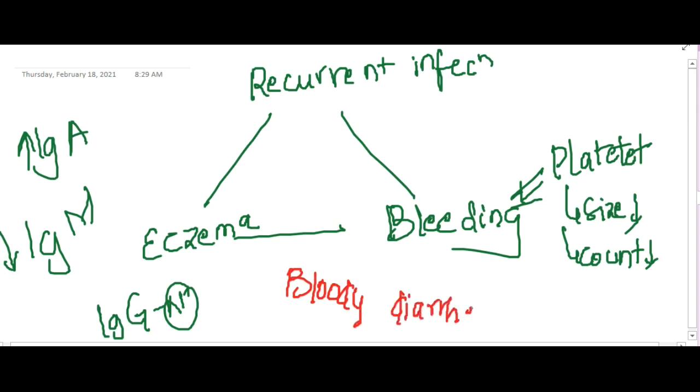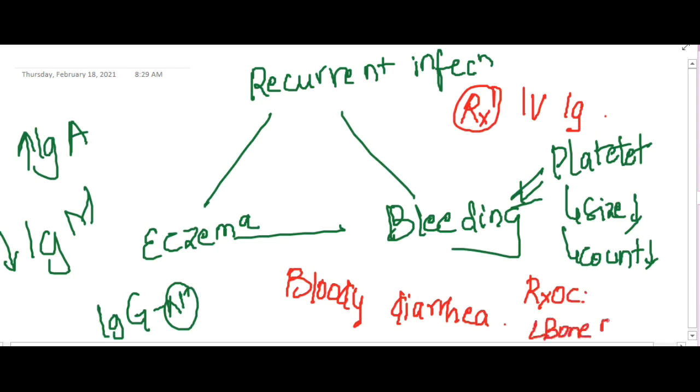There will be variable amounts of immunoglobulins, where IgM is found to be low and IgG is found to be normal or low, but IgA is found to be elevated. Treatment of this Wiskott-Aldrich syndrome: we can give IV immunoglobulin. The treatment of choice of this condition is bone marrow or cord transplant. Okay, transplant should be done. So this is Wiskott-Aldrich syndrome.